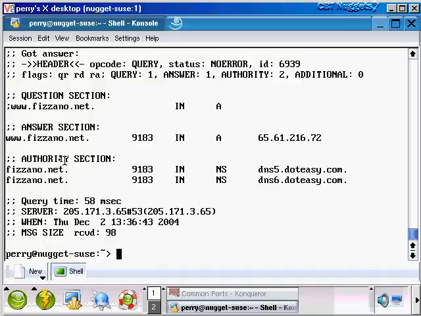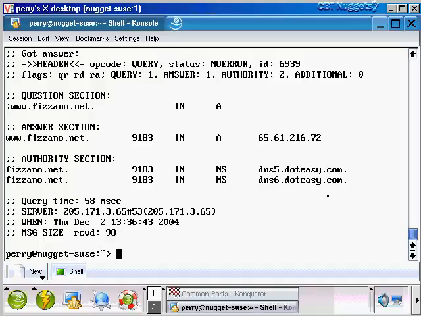Great. The authority section says what name servers are responsible for supplying that address. Here are the 2 name servers that have authority. If this ever changes, they will change it on these name servers, and these name servers have the authority over www.fasano.net. That's what the NS stands for in this column, saying that these are the authoritative name servers for this particular query.